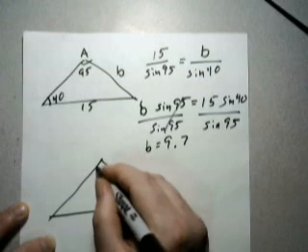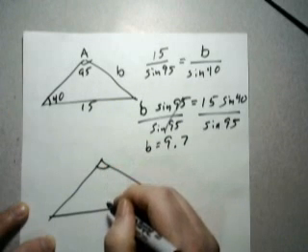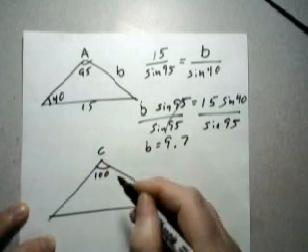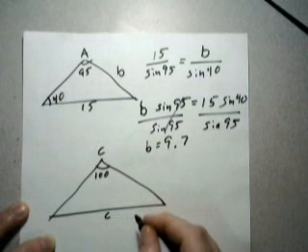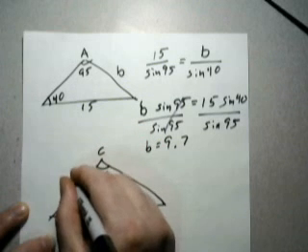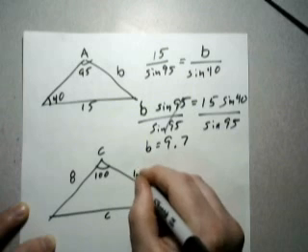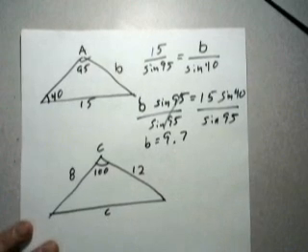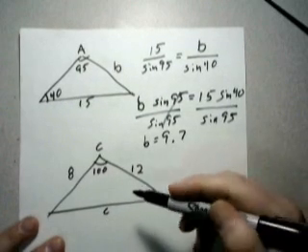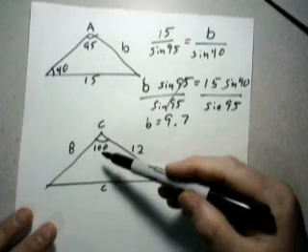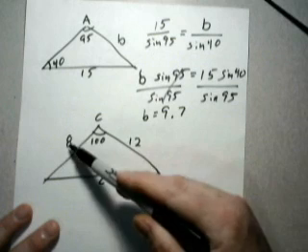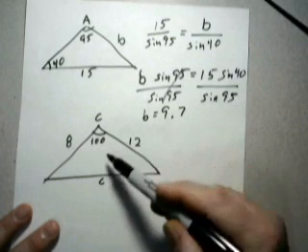Lots and lots of triangles. Let's see here. This angle is 100. And we're going to call this C. This is side C. And this side is 8. And this side is 12. So I have this angle right here. And I don't have the opposite side. I've got this side but not the angle, and this side but not the angle.